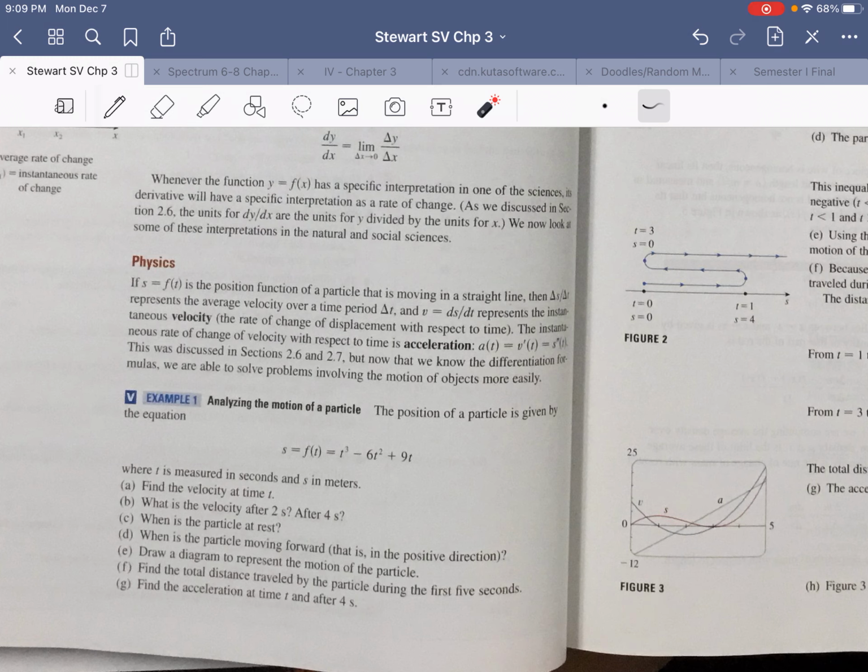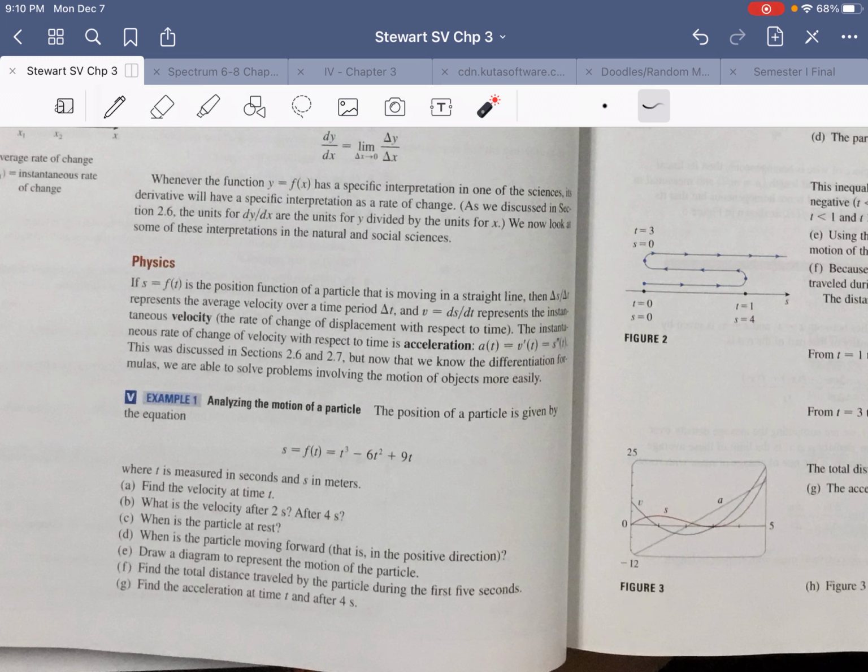And then what is the velocity after 2 seconds? Well, that's f prime of 2. After 4 seconds, f prime of 4. When is the particle at rest? Well, that means when is its rate of change equal to 0? That's when f prime of t equals 0. So you have to find what f prime of t is, and then you're either putting numbers into it or you're setting it equal to a number and solving for t.